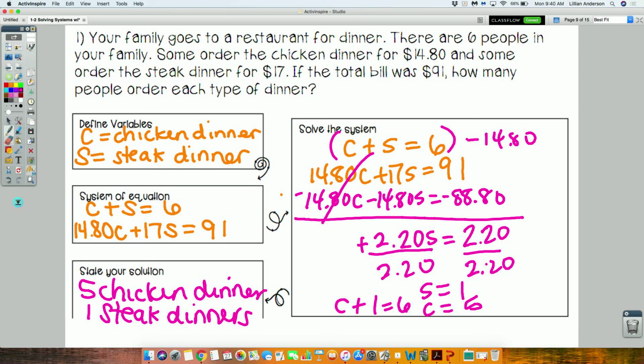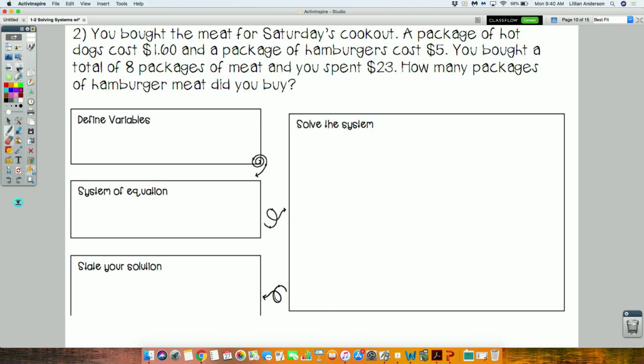So far, so good? Yes. Okay. I want you to do number 3 on your own. Not number 3, number 2. Third example overall today. I want you to do the next one on your own. Give you about 5 minutes.